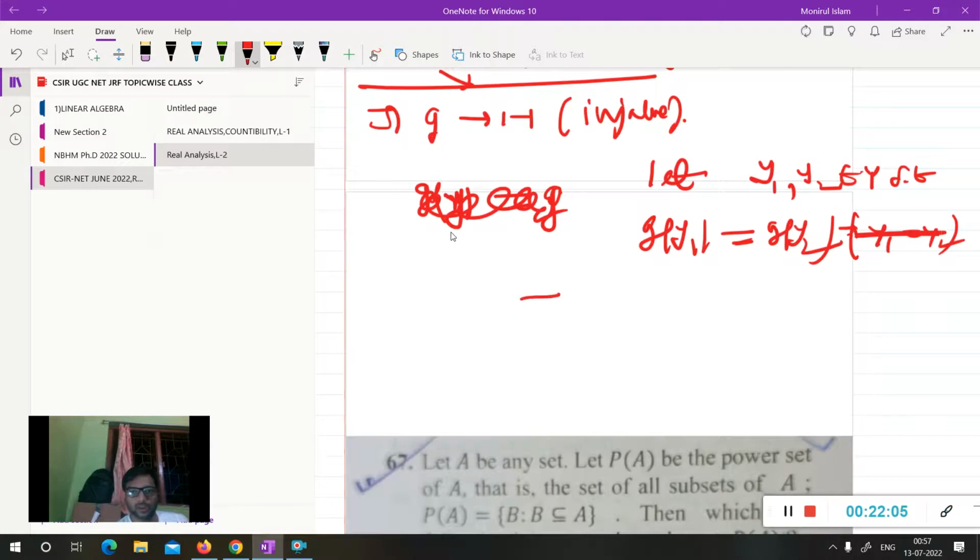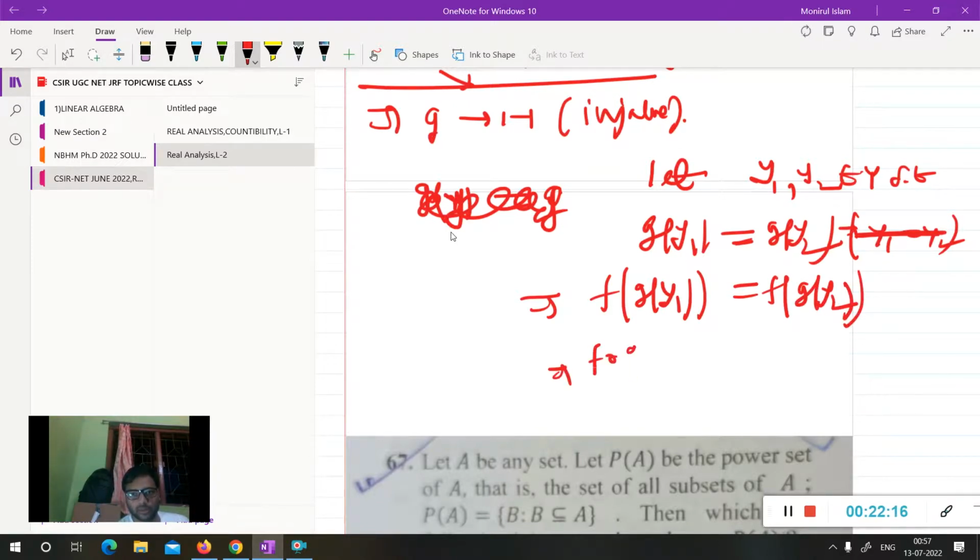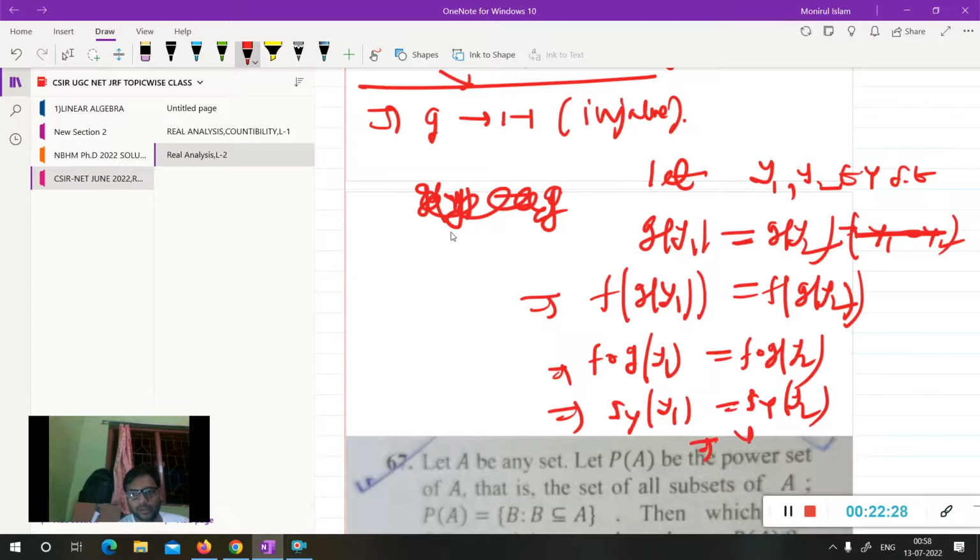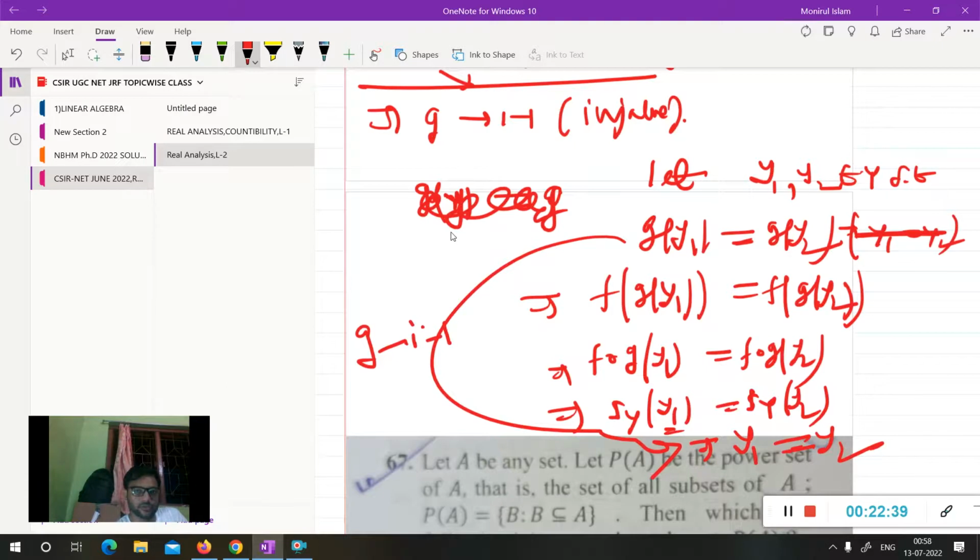Okay, so g of y1 and g of y2. Now make the composition: take f, apply f on both sides. If you apply f on both sides, f of g of y1 will be equal to f of g of y2. But f of g of y1 is nothing but f compose g of y1, and similarly f compose g of y2. Now f compose g is the identity mapping, so it will be y1 and y2, since the identity mapping maps each element to itself. So g of y1 equals g of y2 implies y1 equals y2. This implies g is one-one. Okay, so g is a one-one mapping.